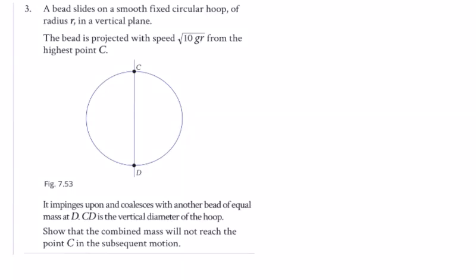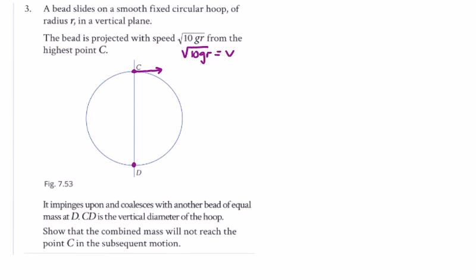In question 3, we have a bead on a smooth fixed circular hoop. It starts at C here and it's projected with speed square root of 10gr. This is its speed. It reaches D and it coalesces and impinges.